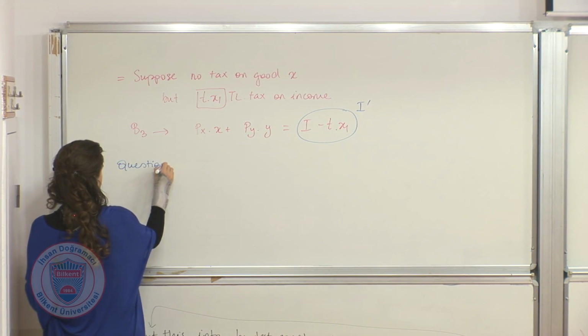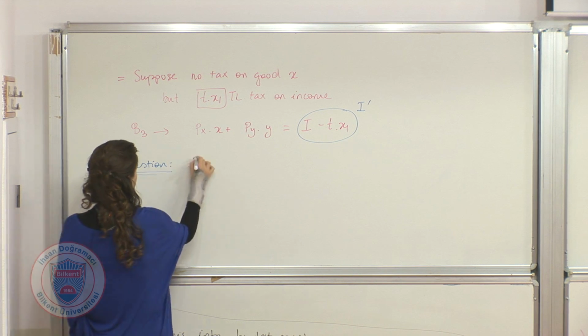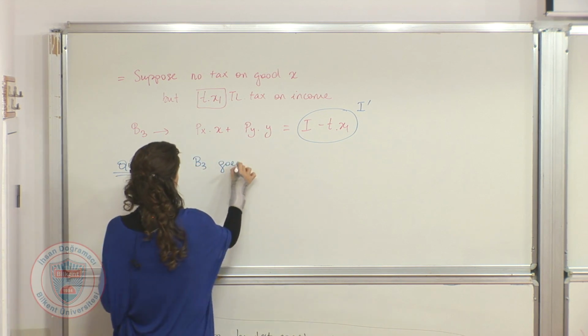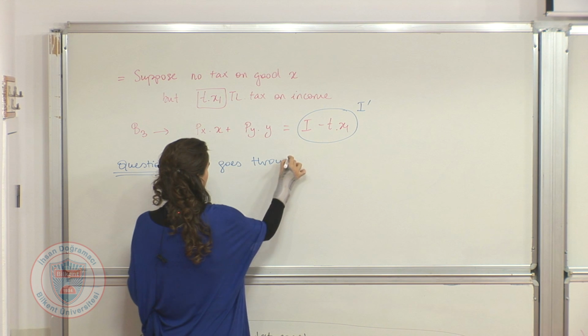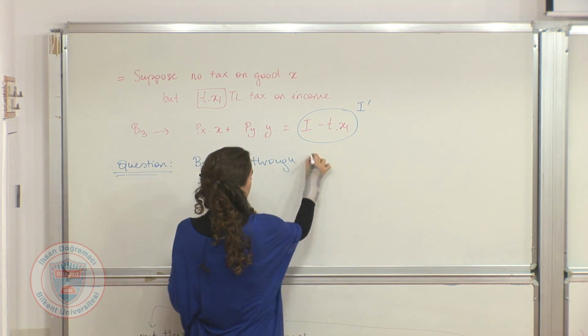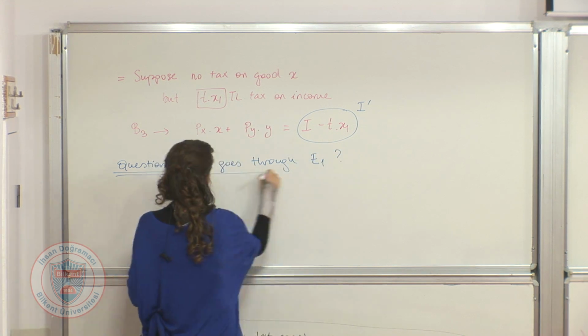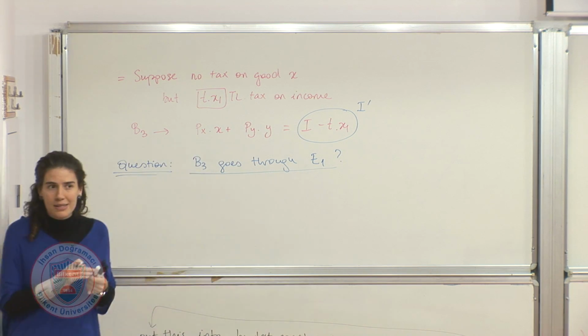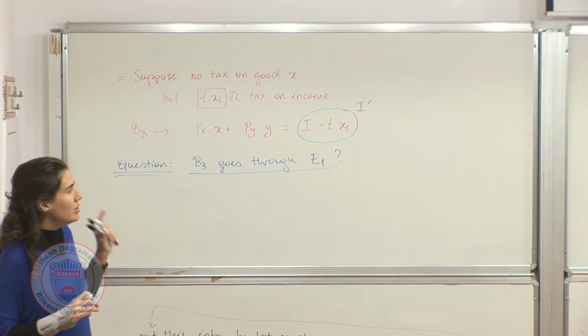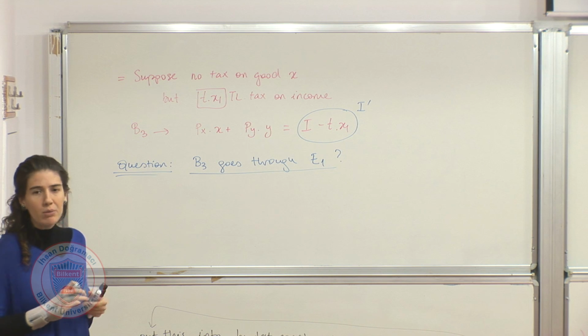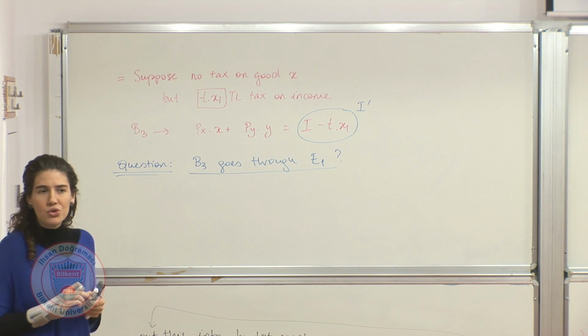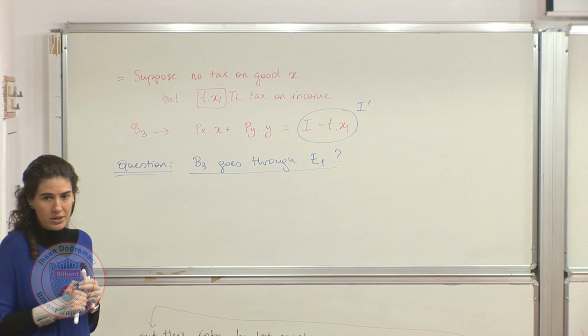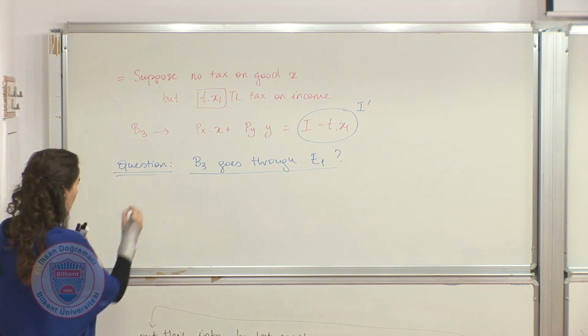Question: does B3 go through E1? We don't know, but let's see. So what do I know? That X1, Y1 is on B1, right? So then it should satisfy that budget constraint, right? So then what can I write?